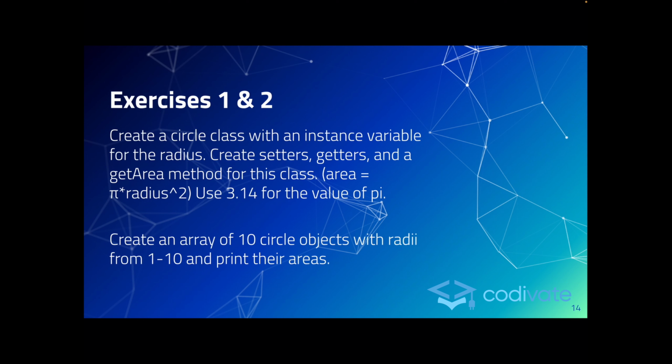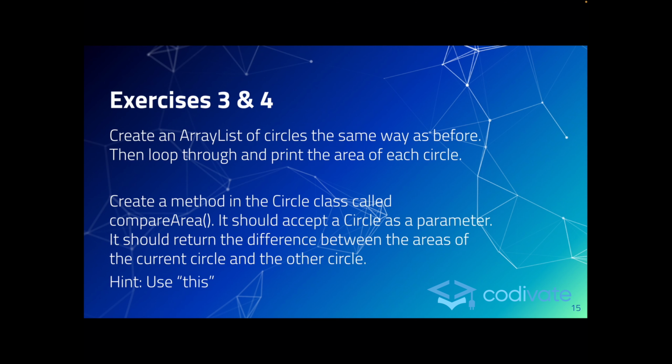For your second exercise, create an array of 10 Circle objects with radii from 1 to 10 and print their areas. You should use the Circle class that you created in the first exercise. For your third exercise, create an array list of circles the same way as before. Then loop through and print each of these circles. So here you should use a loop to print all of the circles in the array list.